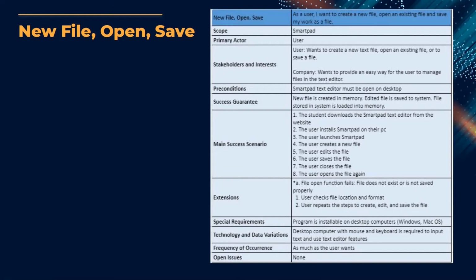Technology and data variations: a desktop computer with a mouse and a keyboard is required to input text and use text editor features. And for frequency of occurrence, as much as the user wants, and open issues, none.